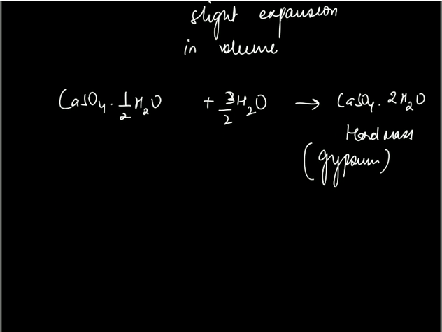Then we go to different kinds of substances. These definitions are very much important. So we'll start with efflorescence.